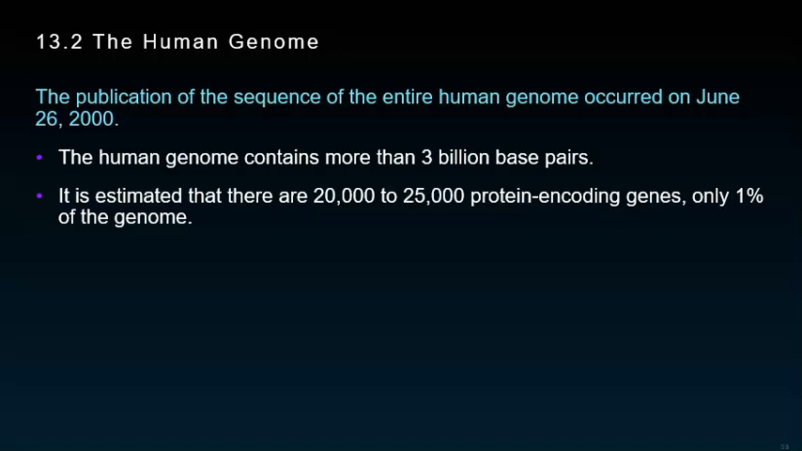So the human genome, the publication of the sequence of the entire human genome occurred on June 26, 2000. And the human genome contains more than 3 billion base pairs. But it is estimated, like we said earlier, that there are 20,000 to 25,000 protein encoding genes. That's only 1% of our entire genome that is coding for all of the proteins that we need.